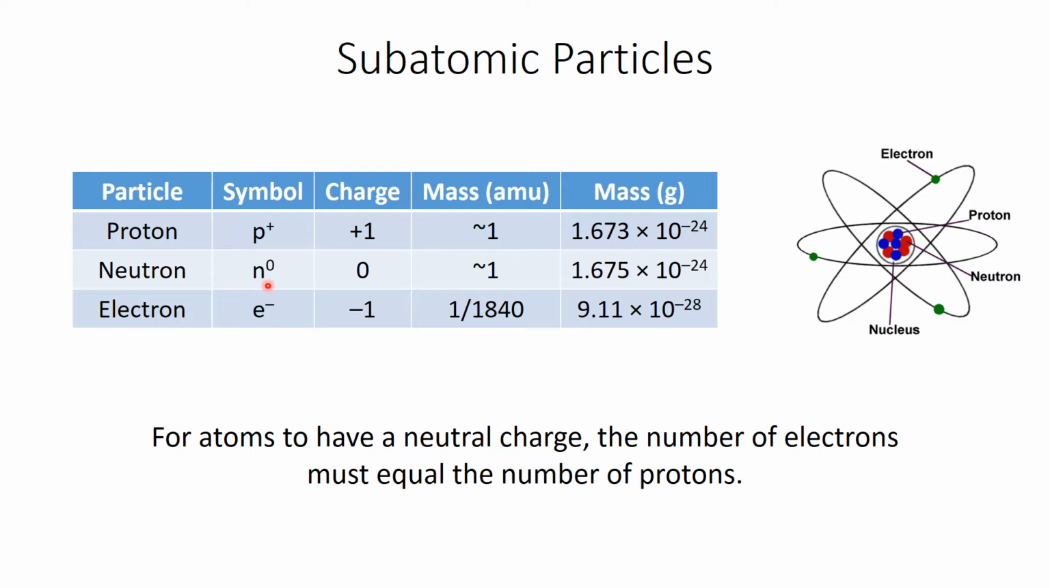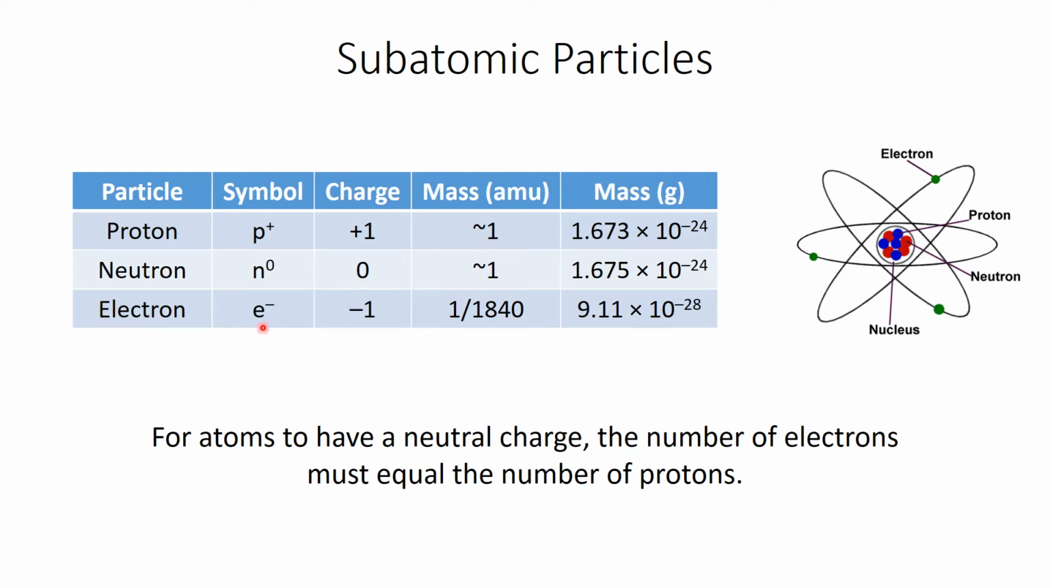A neutron has the symbol N0. It has no charge, no electric charge. It has a mass of approximately 1 atomic mass unit, but a neutron's slightly heavier than a proton, so it's 1.675 times 10 to the negative 24 grams. 1 AMU is this in this case. But to 3 significant figures, these are the same.